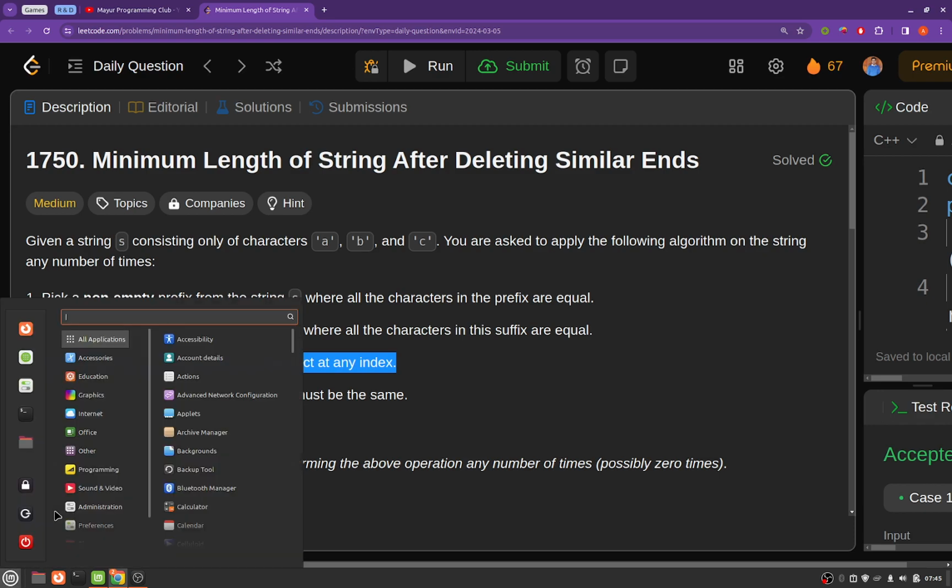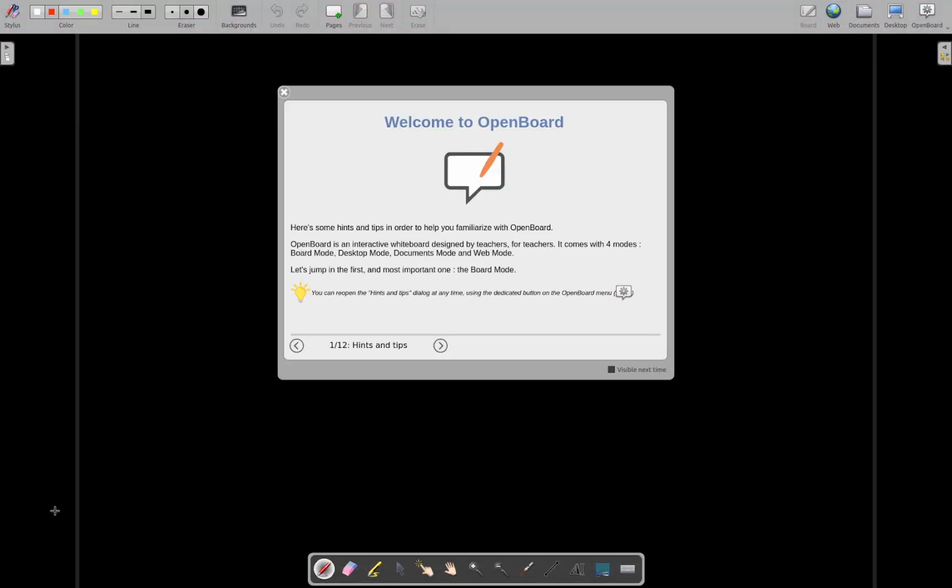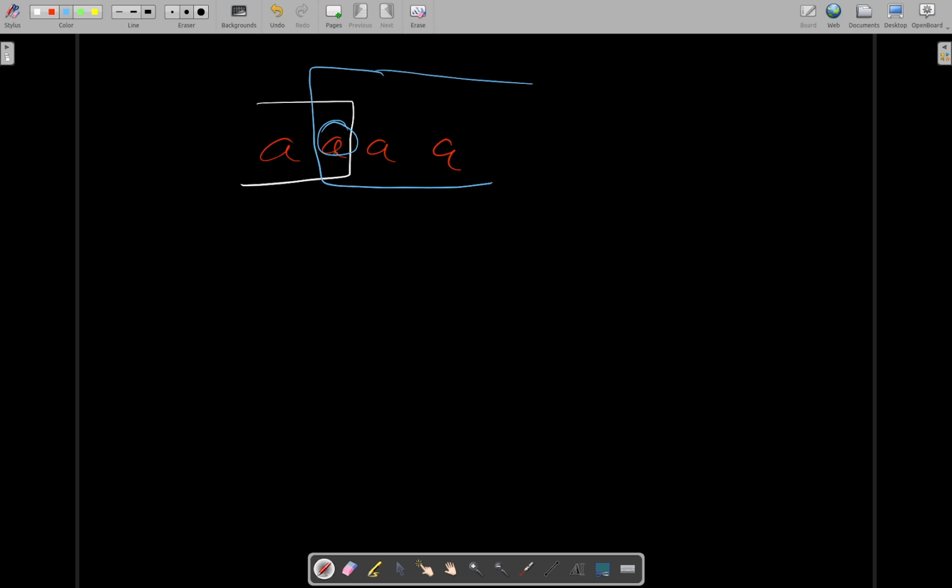So what does the problem statement mean by this intersection? Suppose there was a string something like this, a. Okay, so you want to pick a prefix like this, and then you pick the suffix something like this. Okay, so there is an intersection. A is part of prefix and suffix both, so this should not happen. Instead of that, a valid pick could have been this. Okay, so there should be no intersection.